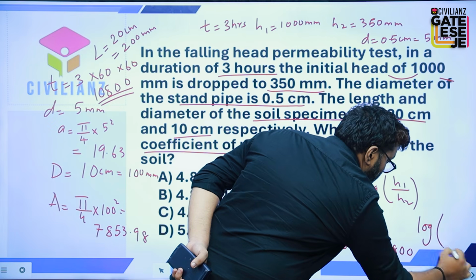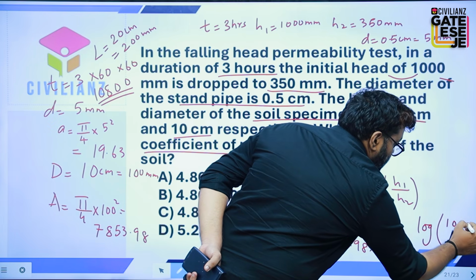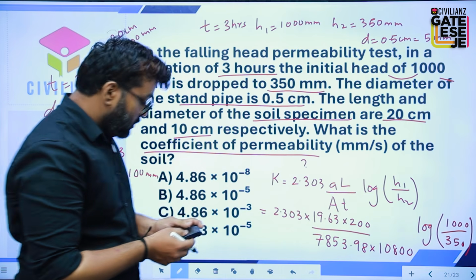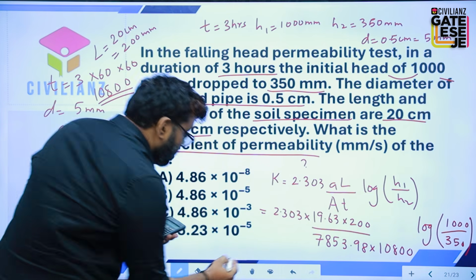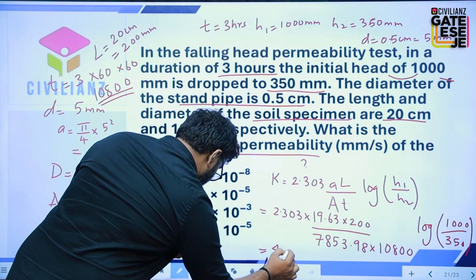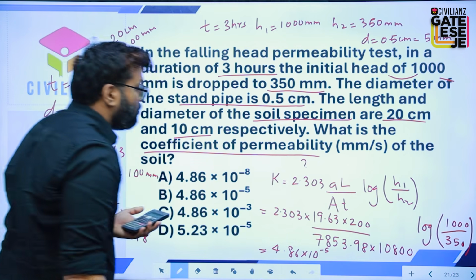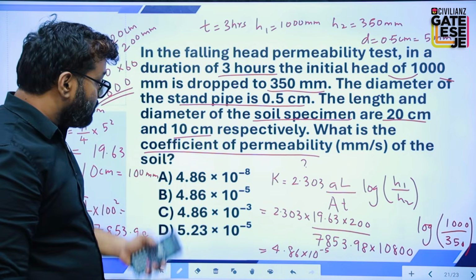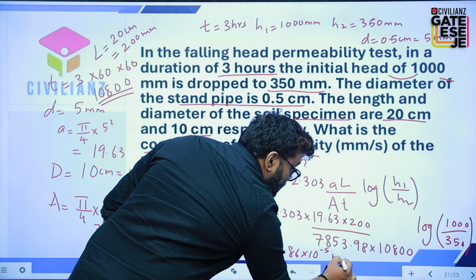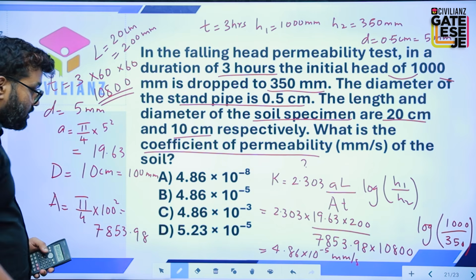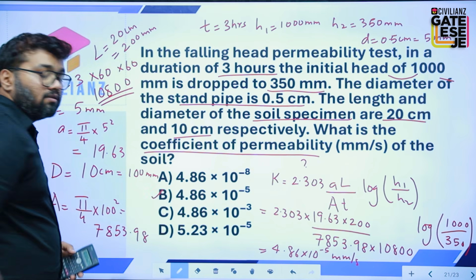Log H1 is 1000 and H2 is 350, so we can just substitute. So the answer is 4.86 into 10 raised to minus 5 millimeter per second. So the correct answer is option B.